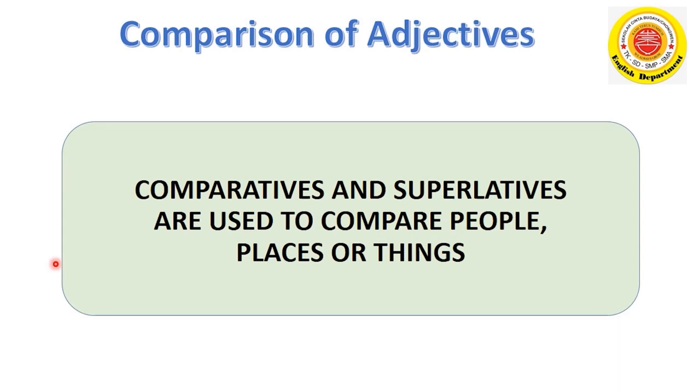Comparison of adjective. Comparative and superlative are used to compare people, places, and things. Comparative dan superlative itu digunakan untuk membandingkan orang-orang, tempat-tempat, dan benda-benda.